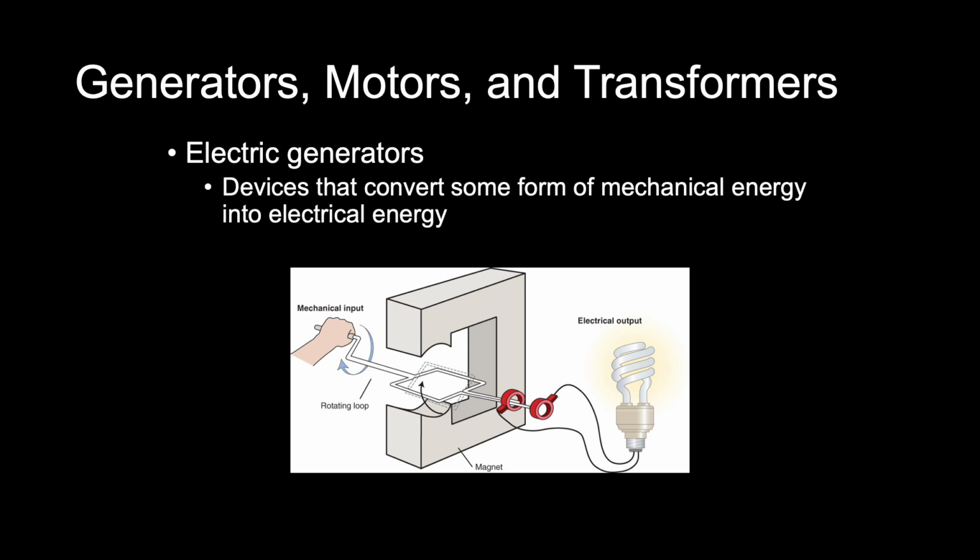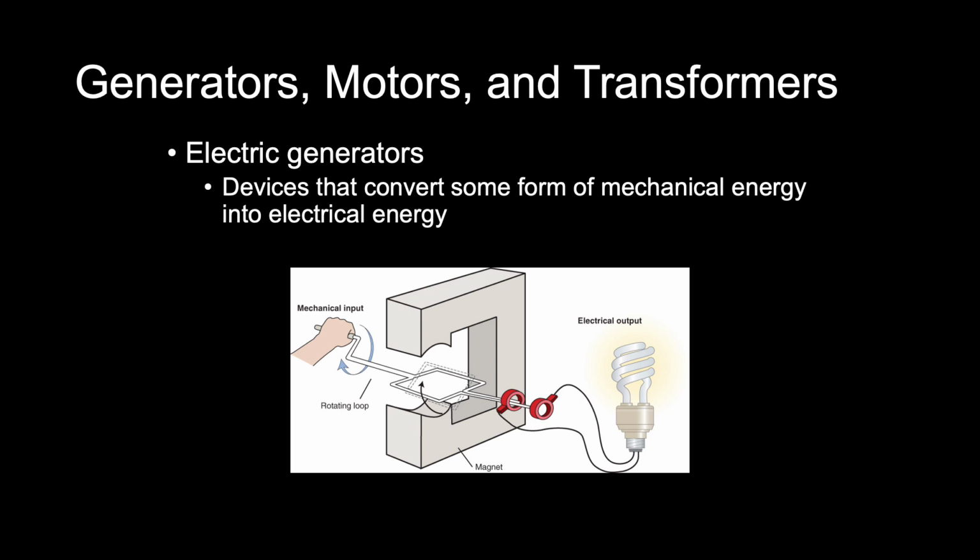Electric generators are devices that convert some form of mechanical energy into electrical energy. Examples of that are the force of water through a dam, steam, which is created by burning some type of fuel, turning a turbine, or the wind turning a windmill turbine. In its simplest form, rotating a loop of wire in a magnetic field induces a current in that loop through electromagnetic induction. Remember, when the loop cuts the magnetic flux lines, a current is induced.